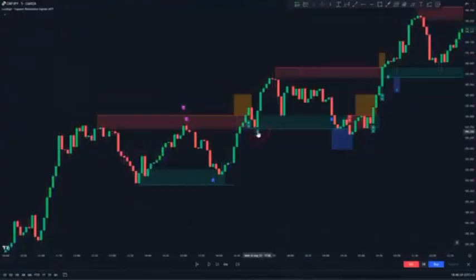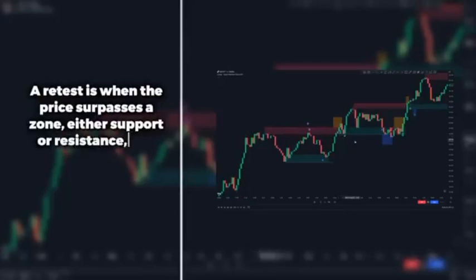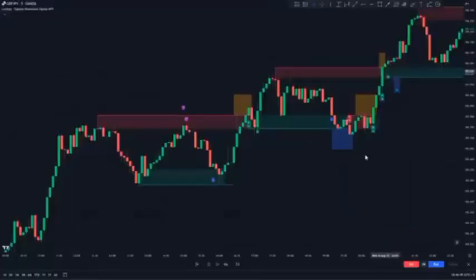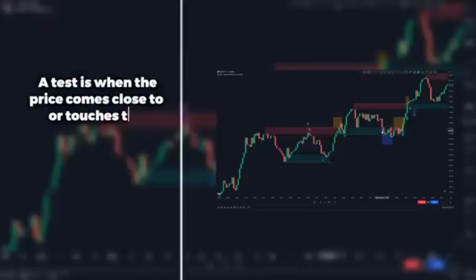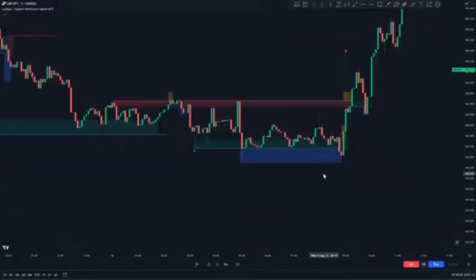Next, the R label represents retest. A retest is when the price surpasses a zone, either support or resistance, and then returns to touch it again. Lastly, we have the T label, which indicates a test. A test is when the price comes close to or touches the support or resistance zone, but doesn't necessarily cross them.